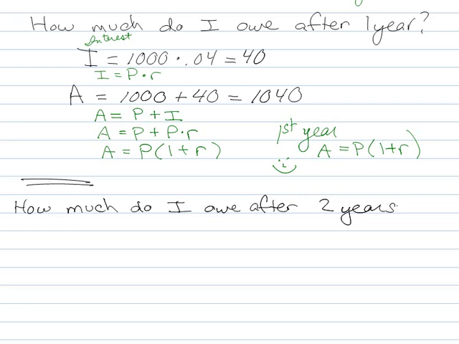Can you figure that out? If you're interested, take a second, pause me, and see if you can work it out. How much do I owe after 2 years? The important thing to remember is that now when I calculate interest, I'm not going to calculate it off $1,000, because I didn't pay him back last year. Last year I owed him $1,040. So now they're going to charge me interest on the amount I borrowed plus the interest. That's where the word compounding comes in. It means I get charged interest on the interest.